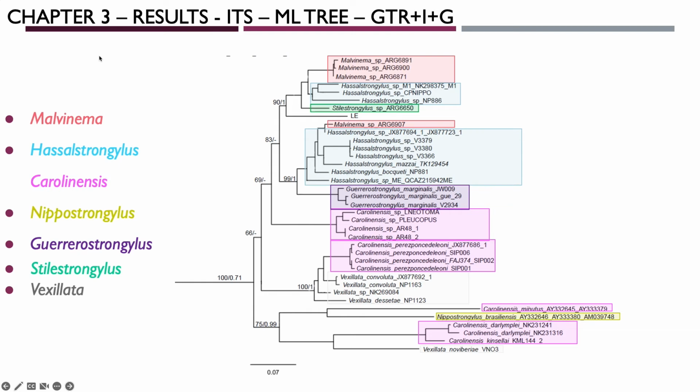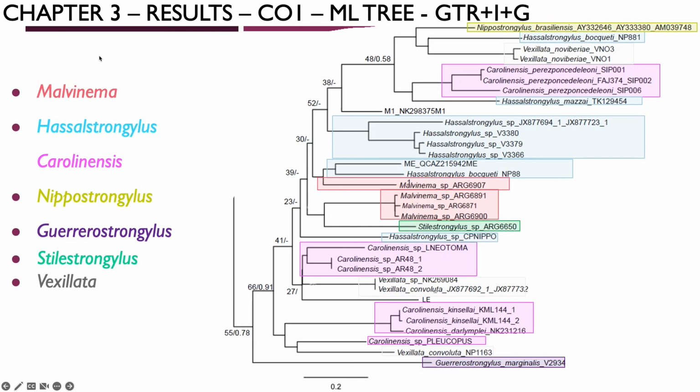We are seeing Mexican Vexillata here with the Mexican Carolinensis Perez Ponce de Leon. We're seeing Midwest and South American Hosselstrongylus. So that's pretty interesting that we're seeing this distribution overall. And then we also have our Hosselstrongylus up here from North America and from Mexico. So that's pretty interesting. We're seeing this distribution of a breakdown.